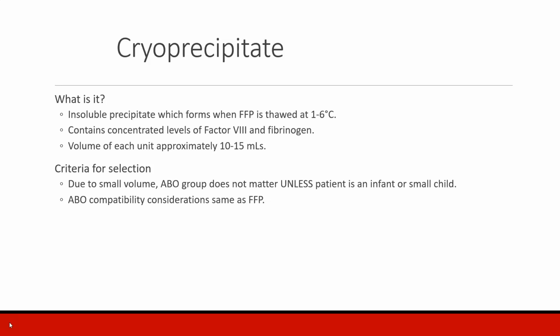The volume of each unit, because they will spin it down, harvest the plasma off of it, and then that's labeled plasma cryo removed, and then what's left is about 10 to 15 mLs of this precipitate. The criteria for selection: due to the small volume, the ABO group does not matter unless the patient is an infant or a small child. ABO compatibility considerations are the same as FFP.